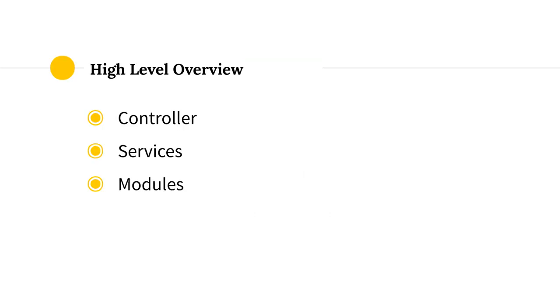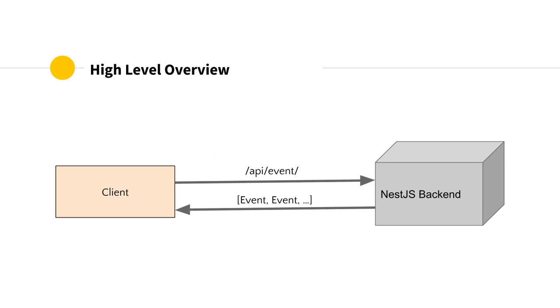The first three concepts we will talk about are controllers, services and modules. These are the basic parts of every application you will build with Nest. So let's start the whole journey with a situation like this. We have a basic JavaScript client that runs in a browser. This client wants to show a list of events and sends the corresponding request to our Nest backend. The endpoint here is called event. As response the client expects an array of event objects. So, a typical CRUD operation.